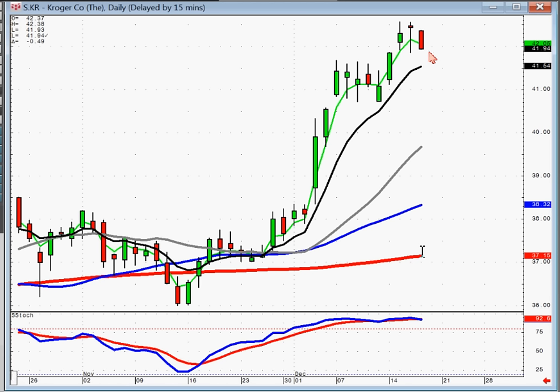Is it going to hold there? Have no idea, but why take the risk? The worst case scenario is if it comes down, hits the T line, and bounces back up, you can always buy it back.